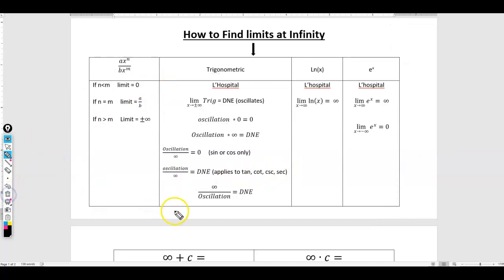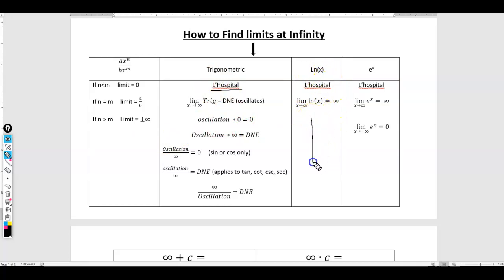So we say the limit doesn't exist. And if you ever have infinity over an oscillation, that doesn't exist. If you have a number that's getting bigger and bigger on the top, dividing it by some number that's going back and forth and changing, the outcome's never going to reach anything. That's for trig functions. And we're going to be solving these with L'Hopital.